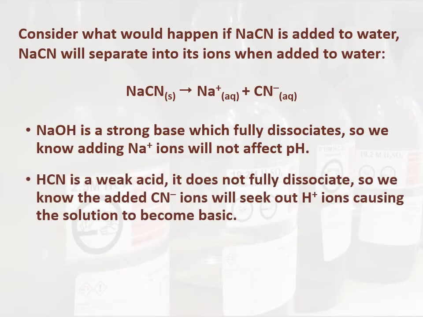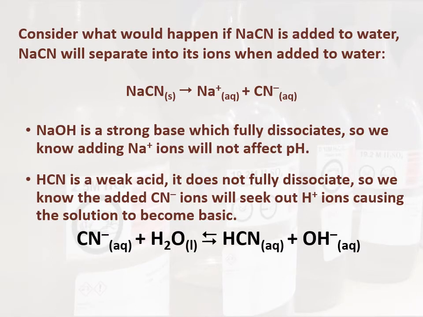But HCN is a weak acid. It does not fully dissociate. So we know that if we add CN minus ions, they will seek out H plus ions, causing the solution to become basic. Those CN minus ions will interact with the H plus, tying it up, and if the H plus concentration decreases, the OH minus concentration increases.